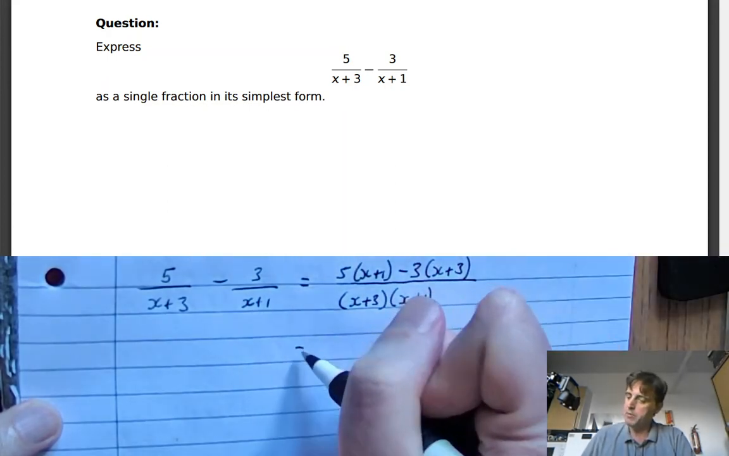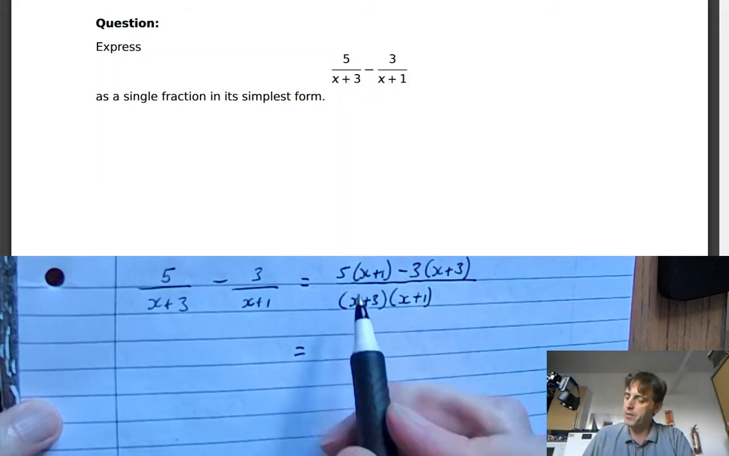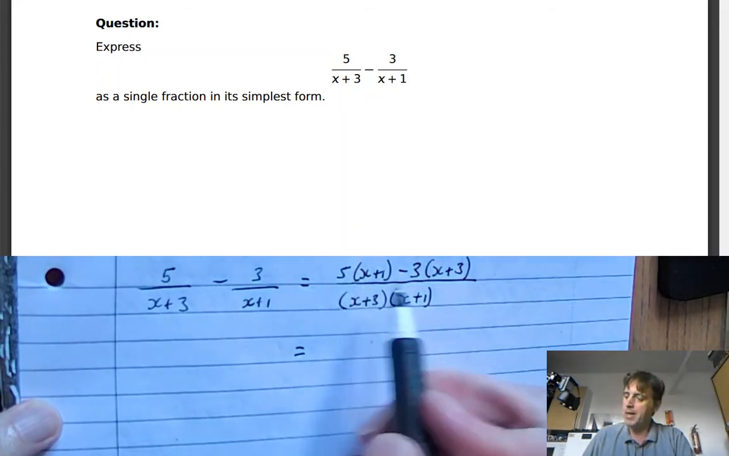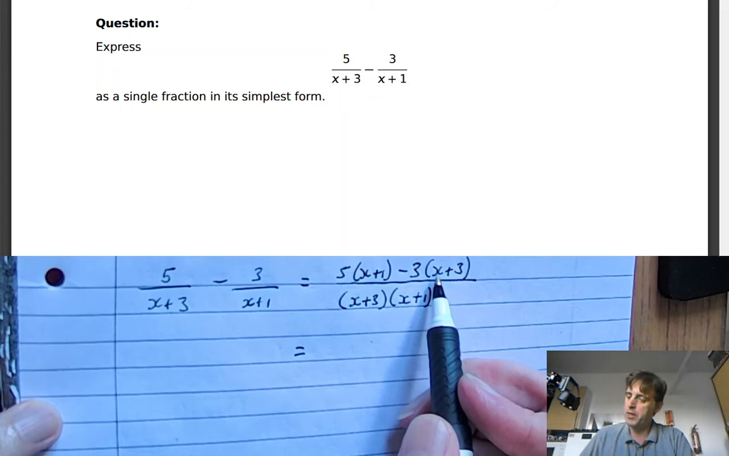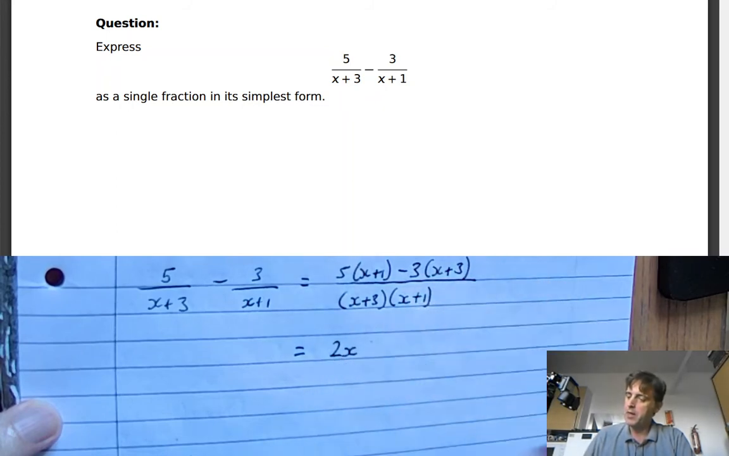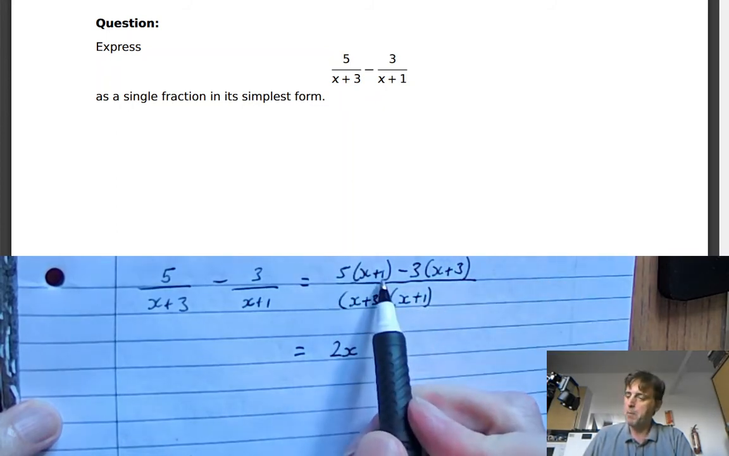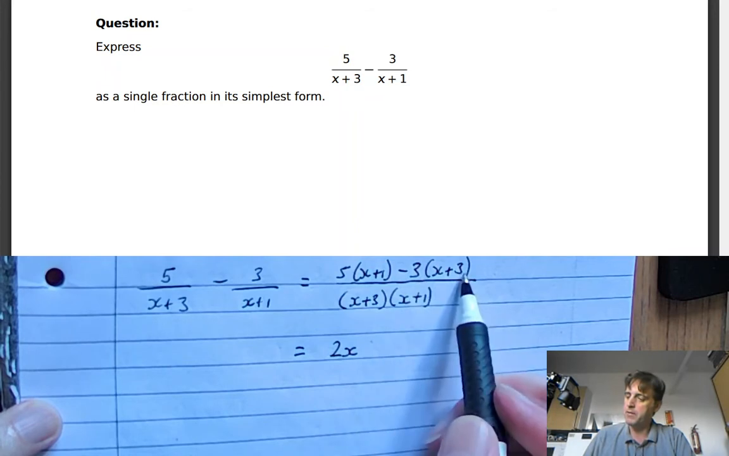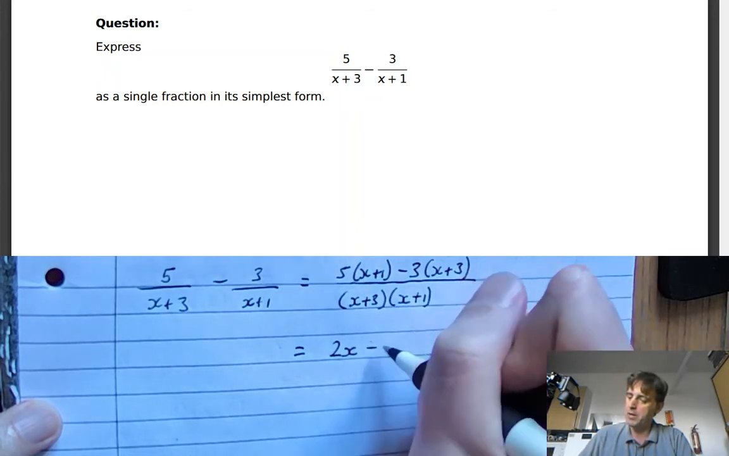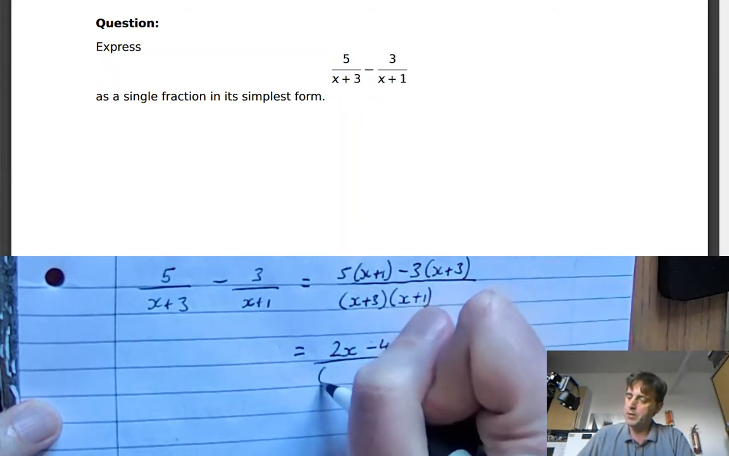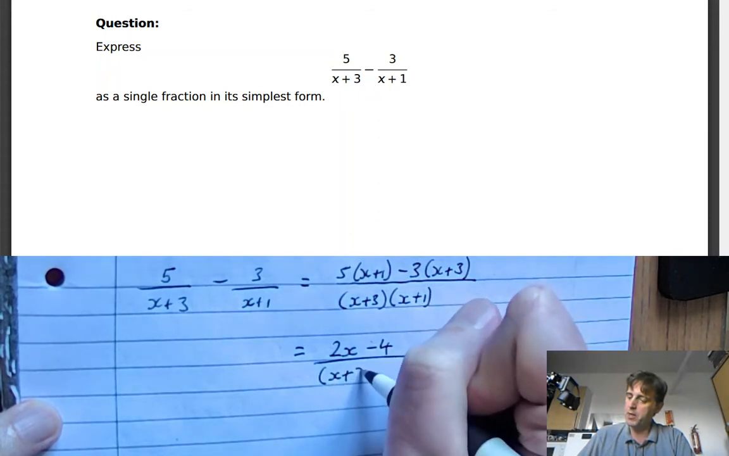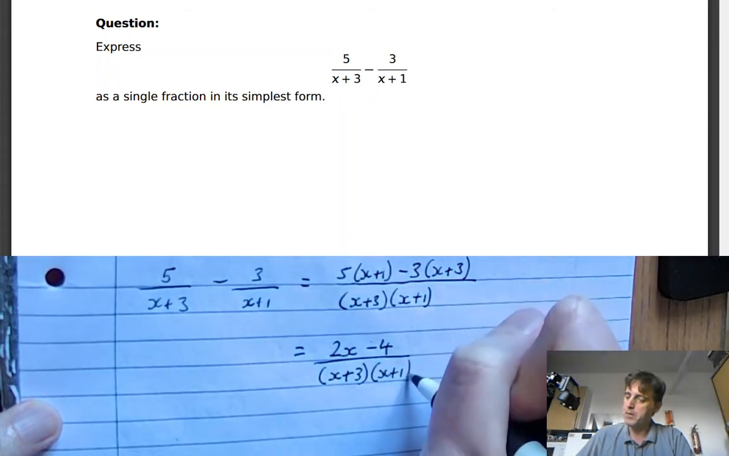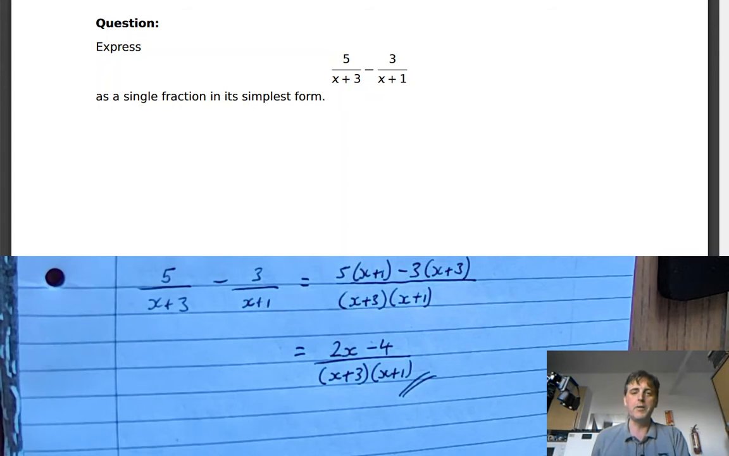And we can tidy this up a bit because I can see that we've got a 5x minus a 3x in the numerator here, which becomes a 2x. And then 5 times 1 minus the 3 times 3 gives us 5 minus 9, which is minus 4. And that's, of course, still over the x plus 3 times x plus 1. And we can leave our answer like that. You get it right?